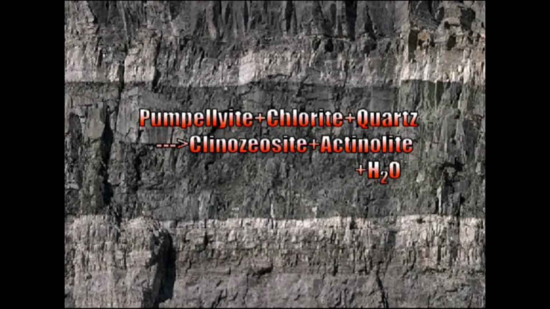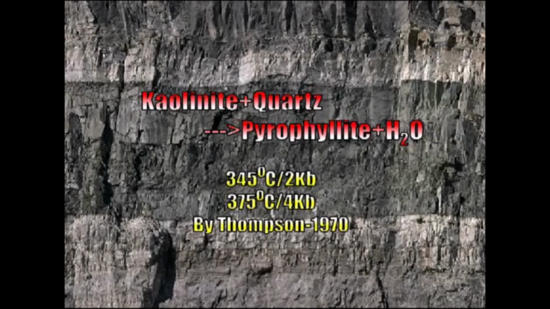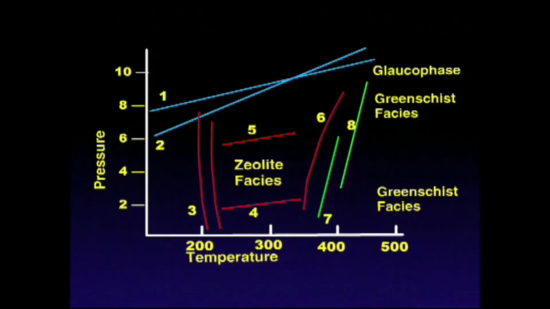The next important reaction is kaolinite changing into pyrophyllite, and that indicates the beginning of greenschist phases. The reaction is as follows: kaolinite plus quartz gives rise to pyrophyllite plus water, at 345 degrees centigrade 2 kilobar, 375 degrees centigrade 4 kilobar, by Thompson in 1970. Now the lower pressure limit and higher pressure limit during zeolite phases.